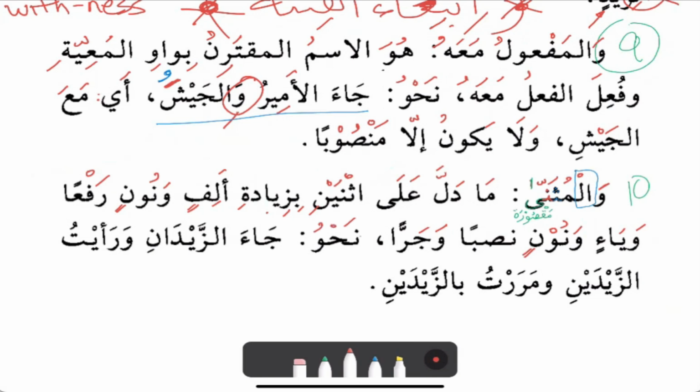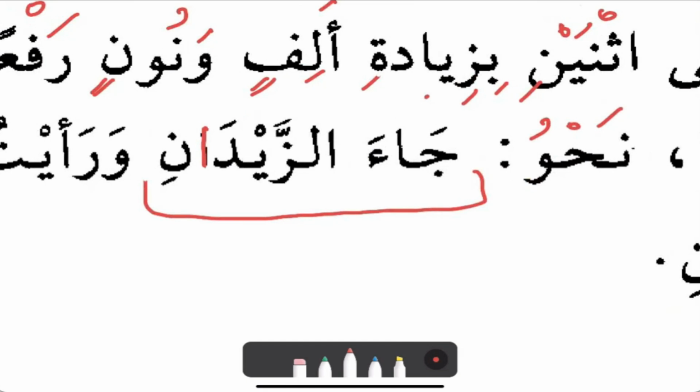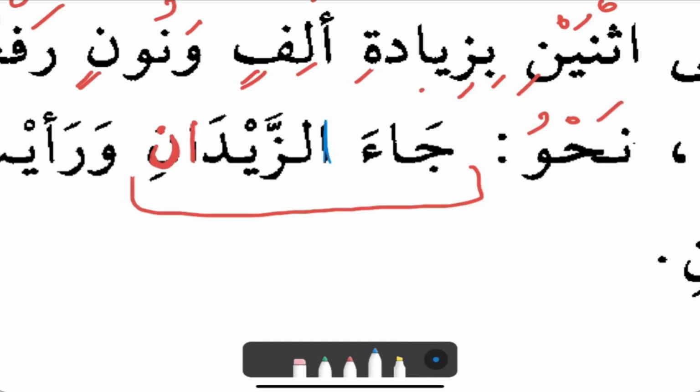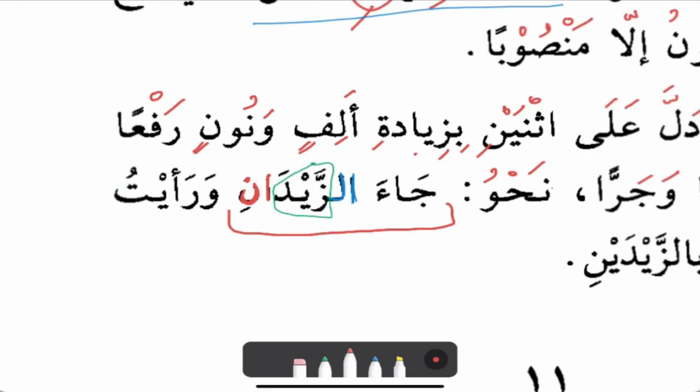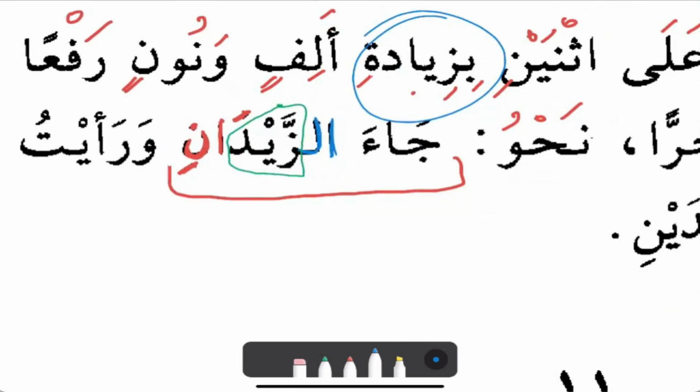Nahu, for example, Ja'a Zaydani. Here, Ja'a Zaydani. The two Zaids came. How we know two? Because right here. An additional alif and noon. You already know here. This alif lam, that's extra, because that's the article. So where's the original word? Zayd. So Zayd is the original word. So then the alif and the noon are what? Just what he told you. Ziyada, extra, added, additives. So that's clear, and it's in the state of rafa'. Why? Because he's the doer. Ja'a Zaydani.